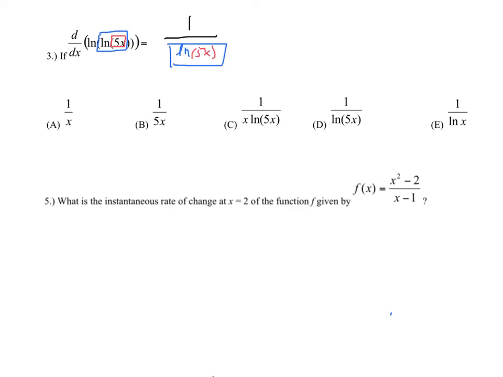When I multiply that by the derivative of the natural log of 5x, once again, the derivative is 1 over what was inside the natural log, times the derivative of what was inside there. When I clean this up, I see that these 5's are going to cancel, and I'm left with 1 over x times the natural log of 5.